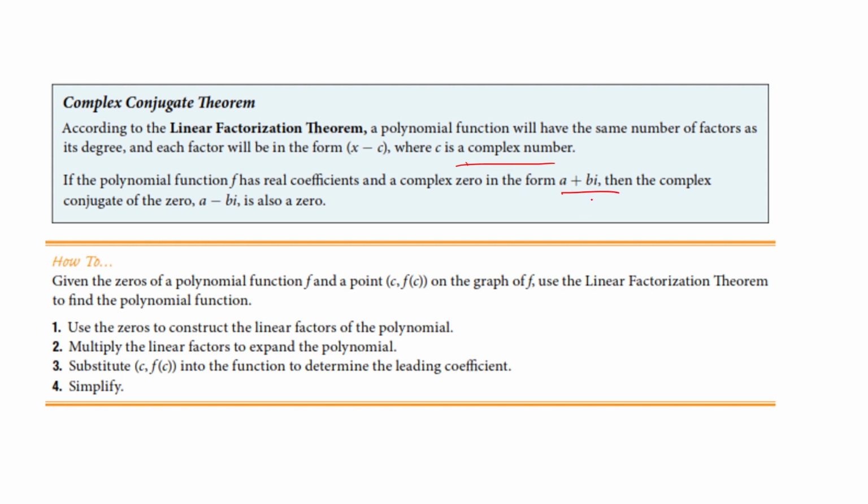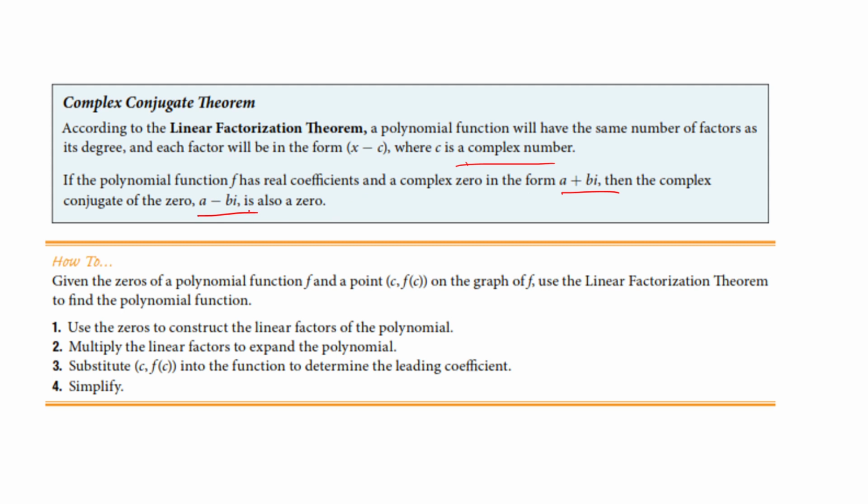So suppose a plus bi turns out to be a complex solution. Well, a minus bi also is. That's its conjugate. I think we've talked about that before. The only thing that changes is instead of a positive, you get a negative. Those are the conjugates. Everything else is the same.